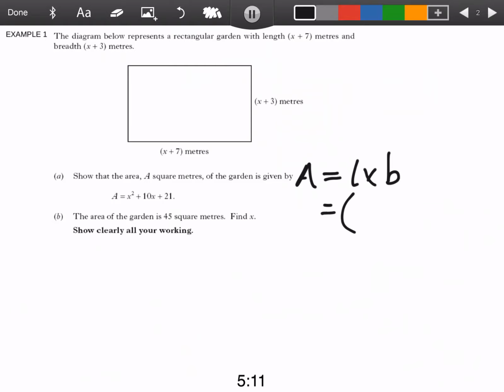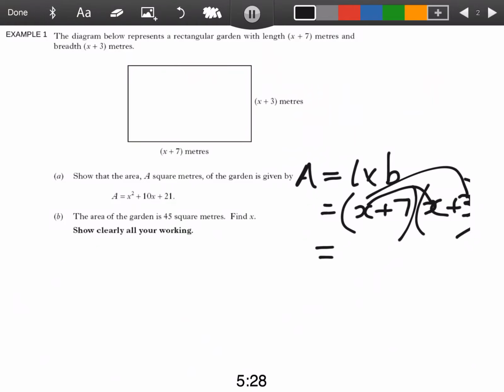What is the length? The length is x plus 7. What is the breadth? x plus 3. That's how we would write down that we're multiplying them together. I'll get a bracket around it. It doesn't quite look like that, but what can we do to make it look like that? Multiply it out. Okay, multiply out your brackets.